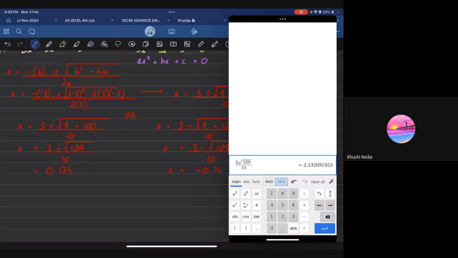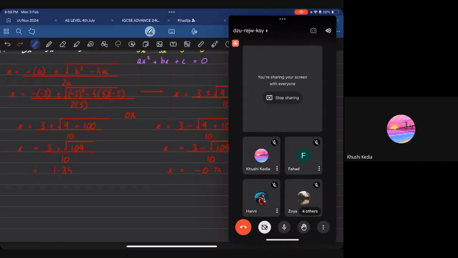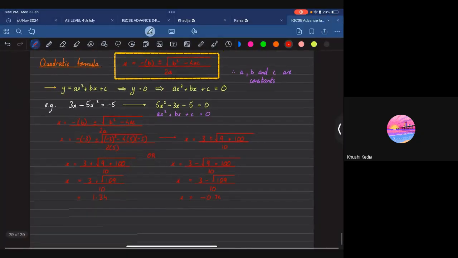And the other guy is just going to be like 1.34 now. Thank you for pointing that out, Kushi. The rest are sleeping. I'm positive now. Yes, see if I've made any other mistake. I don't think I have.